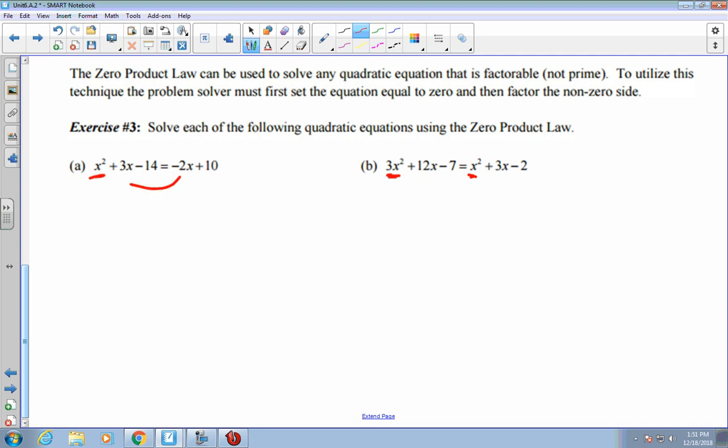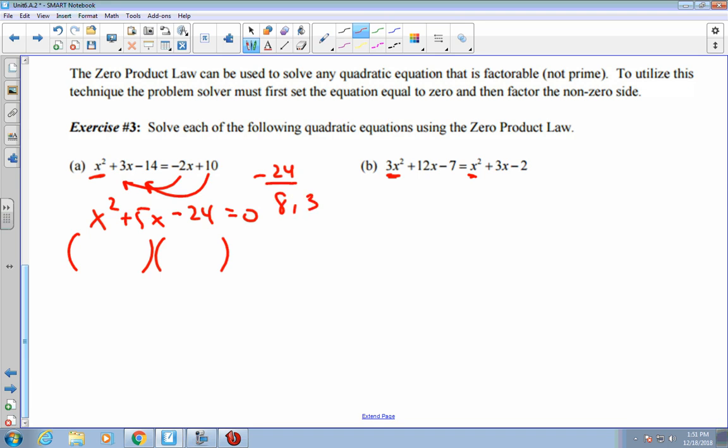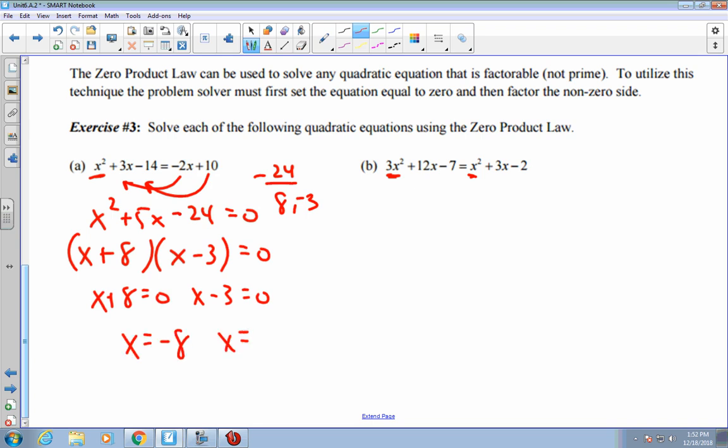So that means everything from the right side is coming over to the left. So I have x squared plus 5x minus 24 equals 0. So now you're just back to factoring. Your basic way to factor, factors of negative 24 that give you 5. I know that 8 and 3 give me 5. I need a positive 8, negative 3. So it's x plus 8, x minus 3 equals 0. X plus 8 equals 0. X minus 3 equals 0. X equals negative 8. X equals 3.